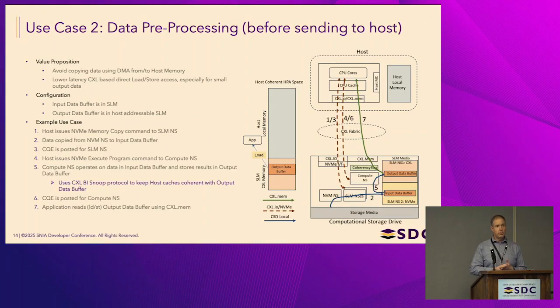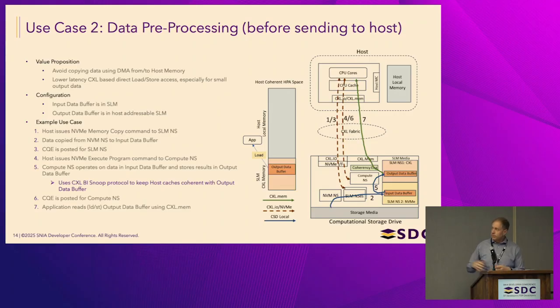So use case number 2 is just the opposite and is very similar, but it does highlight another important benefit, especially of CXL. Same value proposition in terms of avoiding copying data using a DMA, and the same benefit of lower latency, especially for small transfers. The input and output buffers are flipped, so this time our input buffer is just in traditional SLM. It does not need to have a host address. Our output data buffer does need a host address, and so it has been assigned one. And for this example, again, we're using CXL, so it's configured for CXL access.